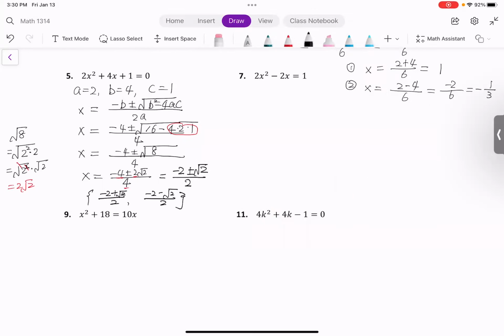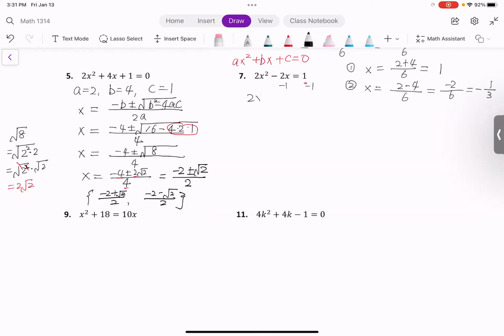Let's see the next example. Let's identify what is ABC. Is this one in the form of ax squared plus bx plus c equals 0? No, the right-hand side is not 0. That means we need to move the 1 to the left-hand side. We can subtract the 1 from both sides.